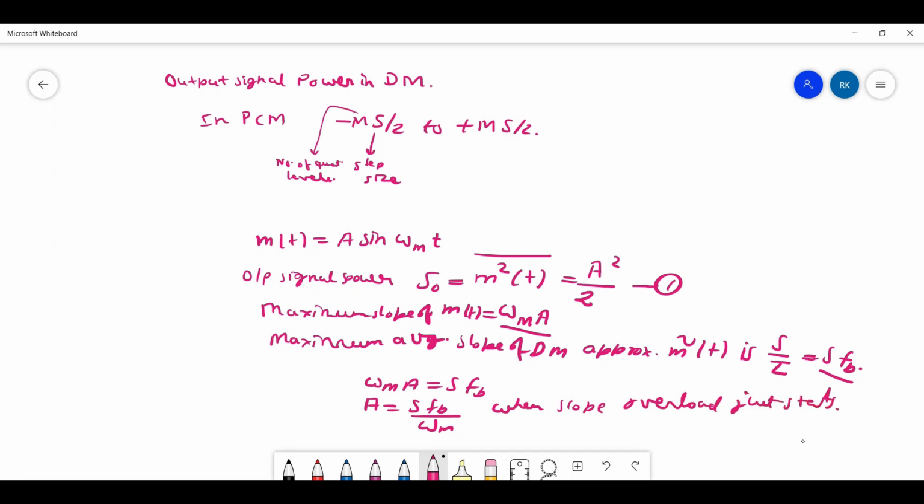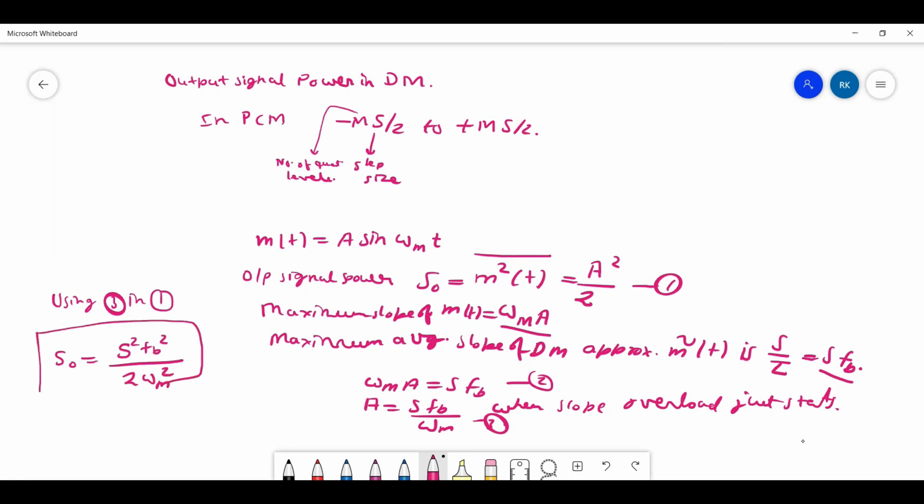So let's put this value of A in the expression number 1. Let's call it expression number 3. Using 3 in 1, we are going to put this value: S naught is equal to s square fb square upon 2 omega m square. That's the final expression for output signal power that we were interested in.